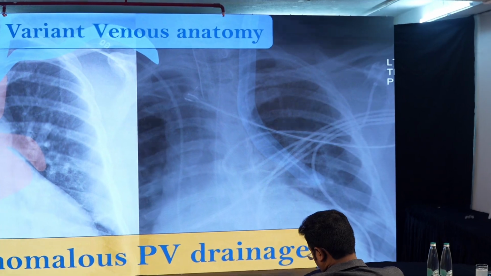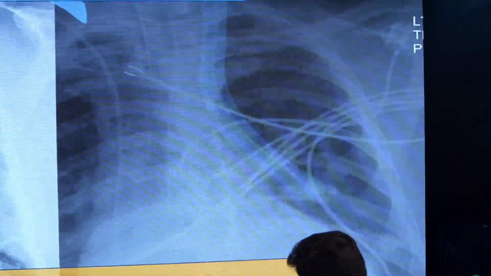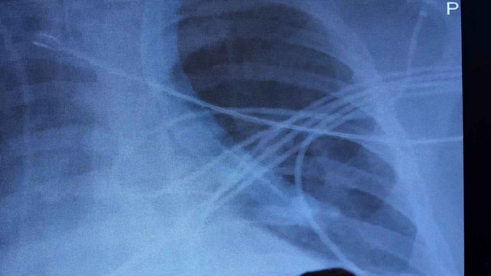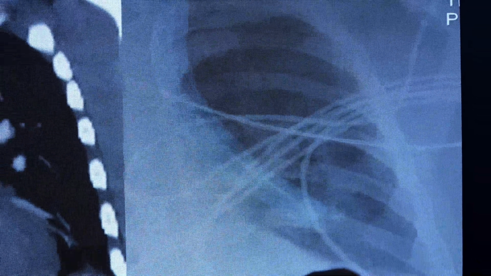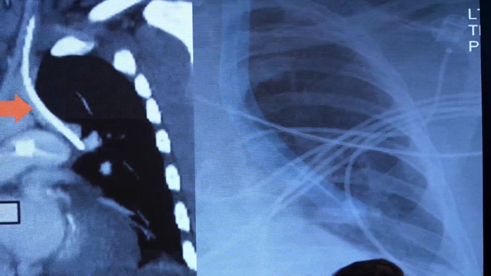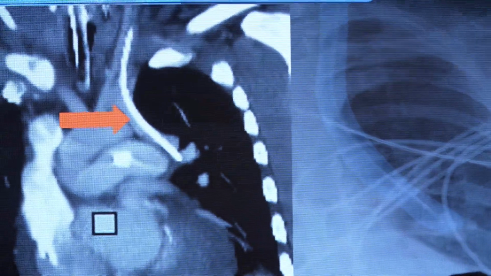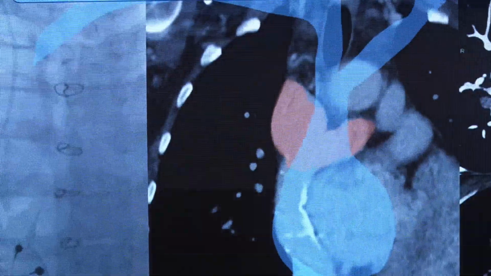But when you look closely at the prior anatomy of this patient, the patient has an anomalous venous drainage connection where the pulmonary vein was connected to the brachiocephalic vein. So this is a CT picture of the same patient demonstrating this is a variant anatomy for that patient.